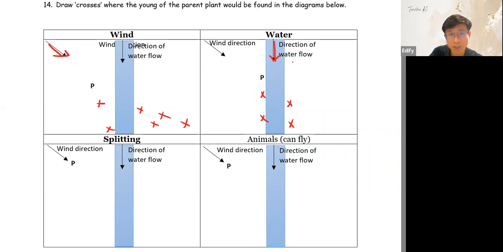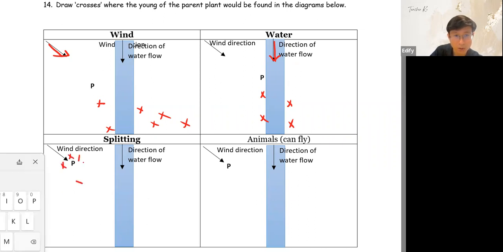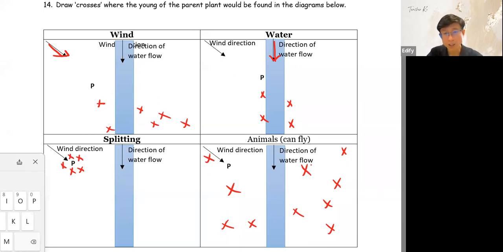Okay, if dispersed by splitting, the young will be all dispersed around close to the parent plant. And if it's by animals, it can be dispersed anywhere it wants to without any limitation. It does not need to depend on the wind direction. You can disperse up there as well, to the furthest corner as well. It doesn't really matter. Okay, all right.